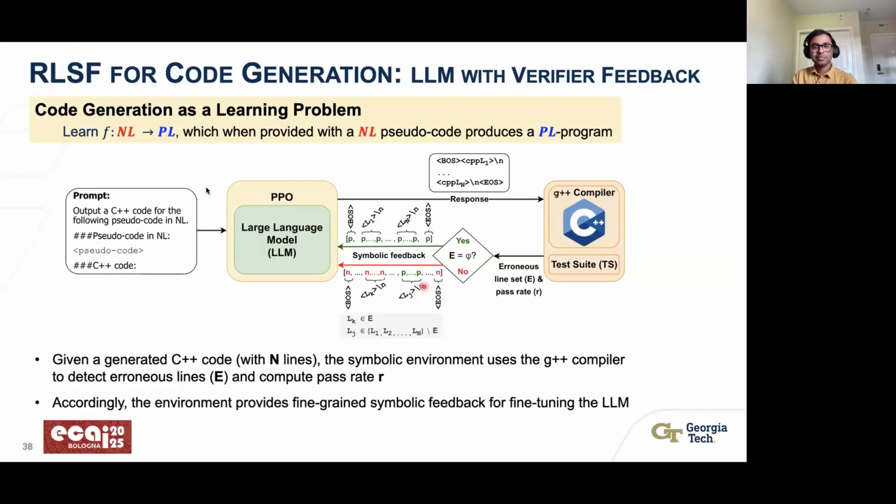So now the LLM gets to know during training which lines are erroneous and which lines are not, and it can actually tune itself to produce non-erroneous lines. So finally, the LLM is trained to produce more compilable formal language objects. And we believe that these are very relevant in the AI for math setting as well.